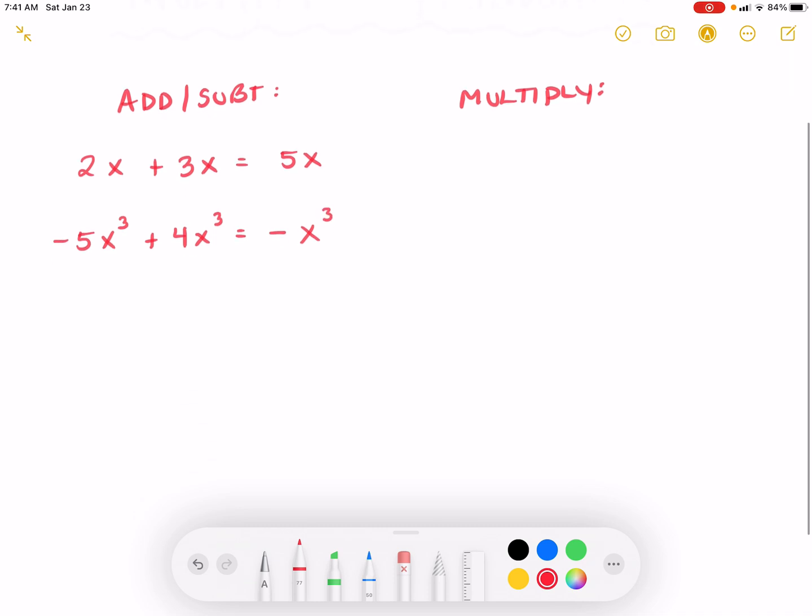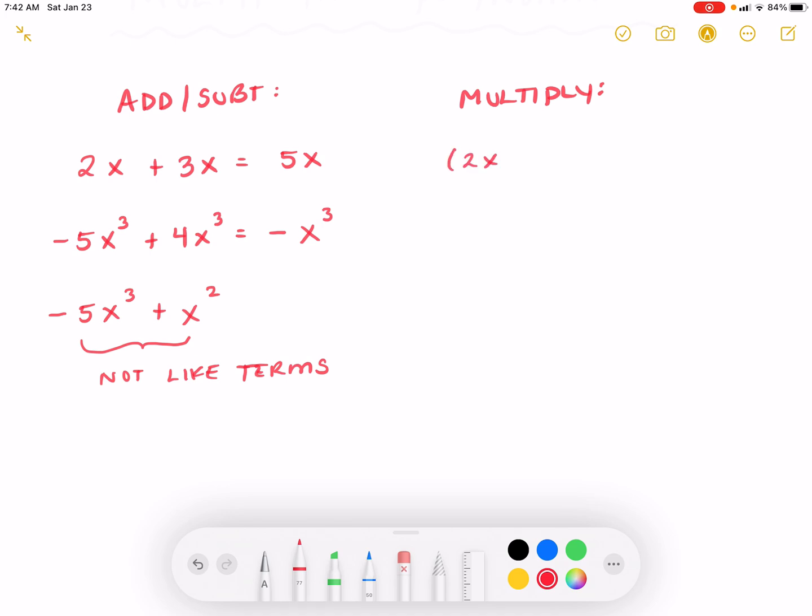Well, then say we have a situation where we want to take a negative 5x cubed and add that to an x squared. Well, what happens here is these are not like terms, and so we would not condense that expression. We would leave it as a binomial, negative 5x cubed plus x squared, and we couldn't actually combine those two terms together. And so we would just leave it. But multiplication is a little bit different.